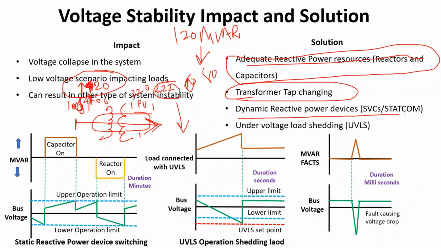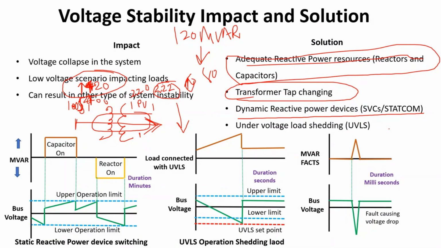Then you have dynamic reactive devices, which have the capability like a generator itself. They can dynamically control the active and reactive power, because these are power electronics based devices, which have very fast control, right? SVC and STATCOM have very fast control, due to which they can absorb and inject reactive power very quickly into the system. During any fault, you can inject the reactive power, and as soon as the fault is clear, you can come back to the original position.